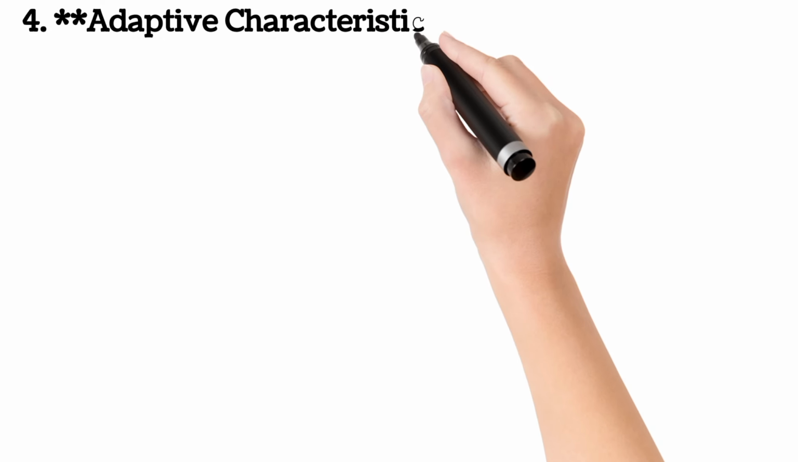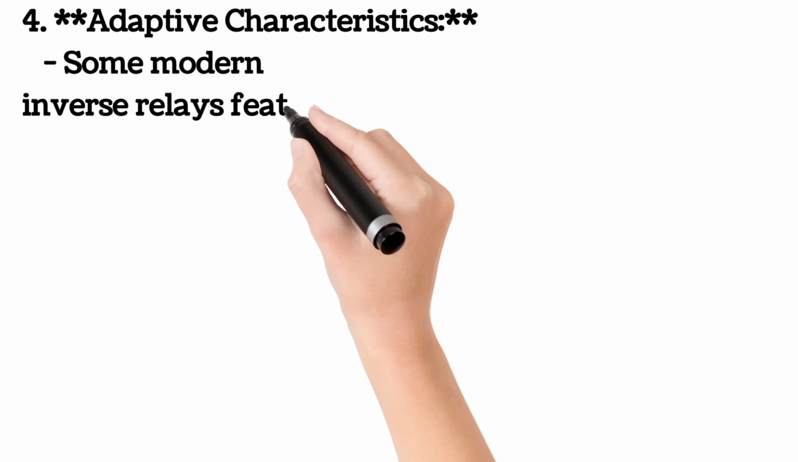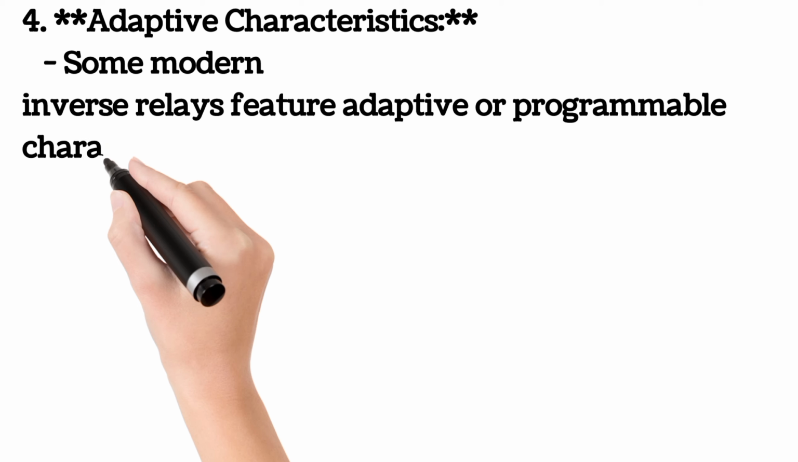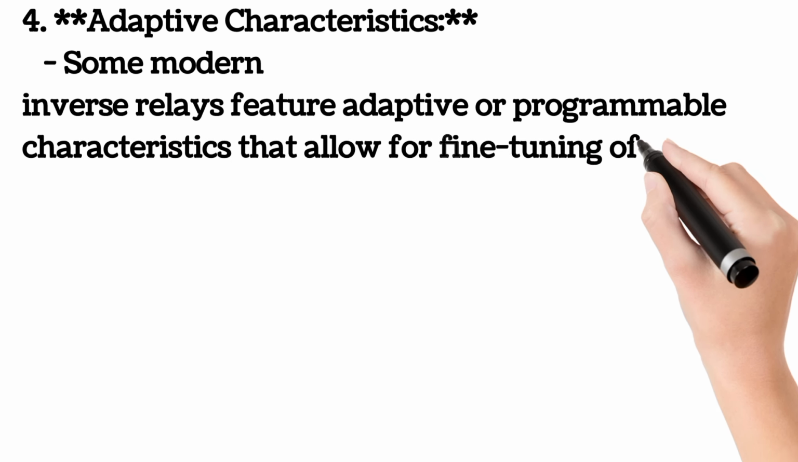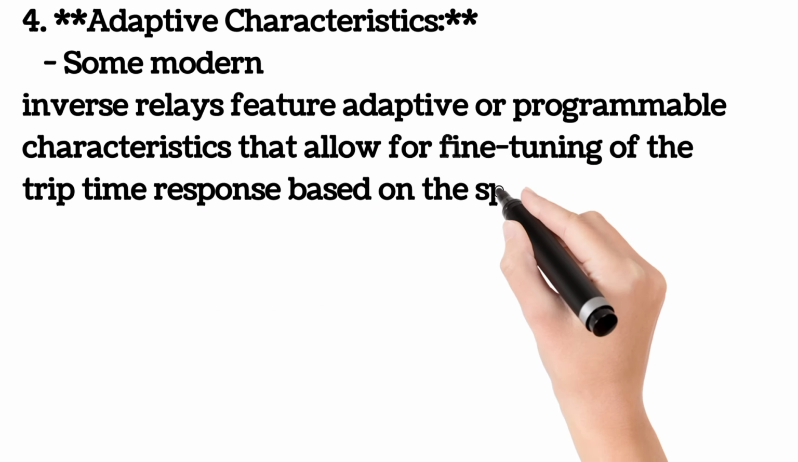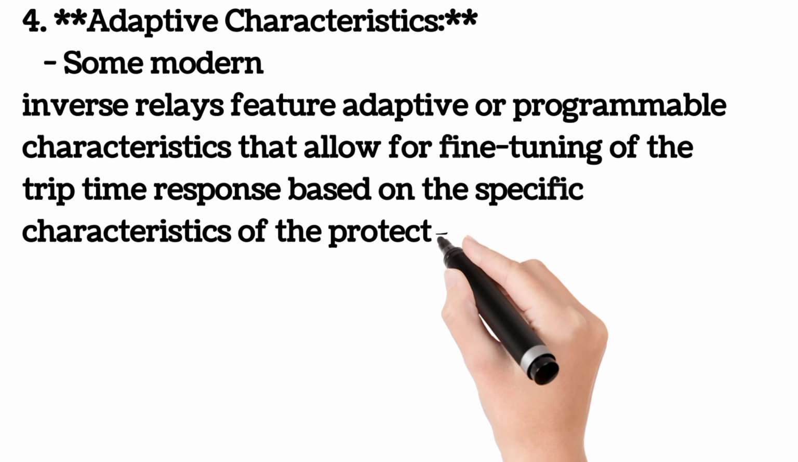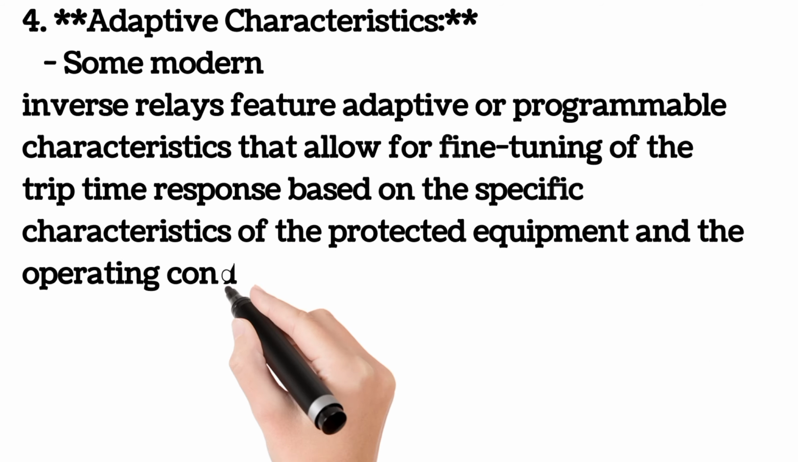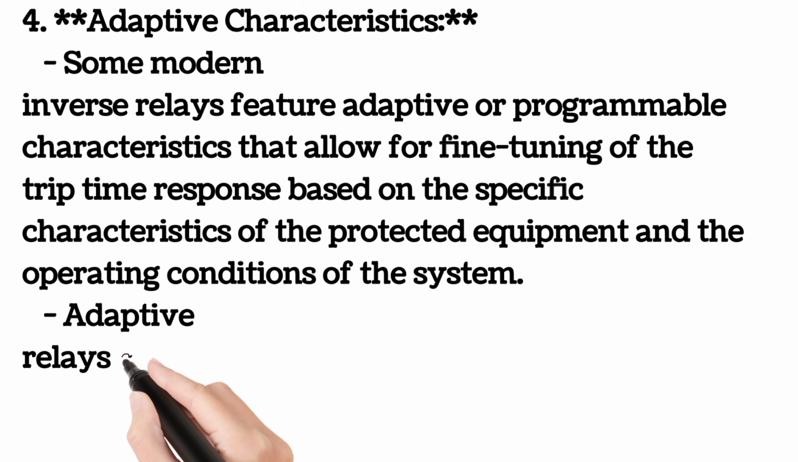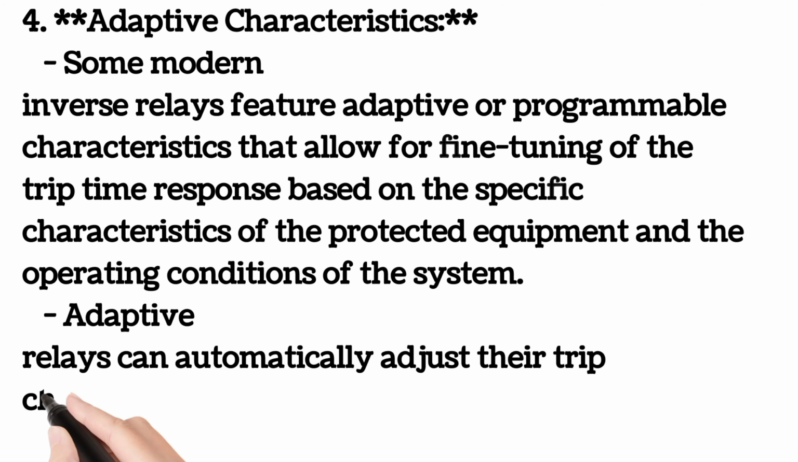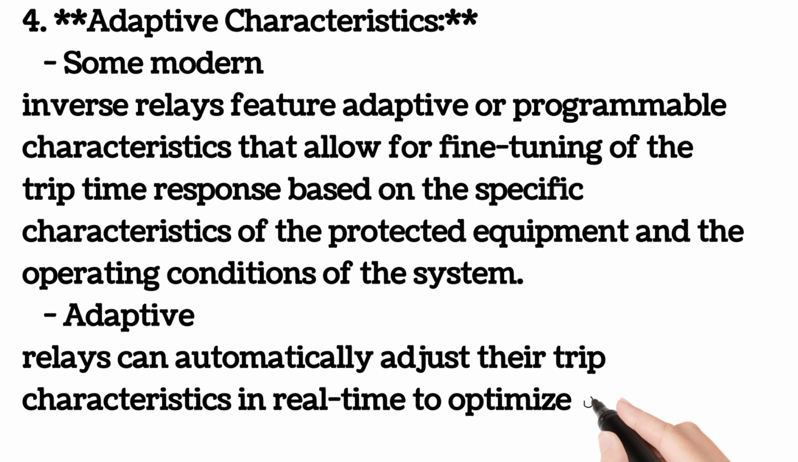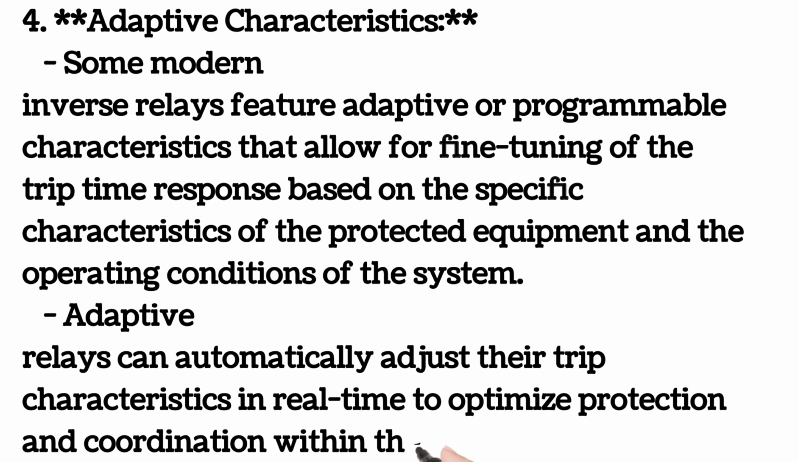4. Adaptive characteristics. Some modern inverse relays feature adaptive or programmable characteristics that allow for fine-tuning of the trip time response based on the specific characteristics of the protected equipment and the operating conditions of the system. Adaptive relays can automatically adjust their trip characteristics in real time to optimize protection and coordination within the electrical system.